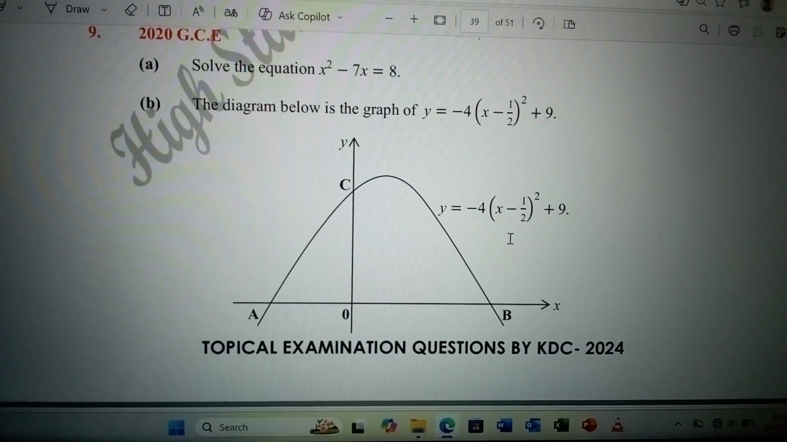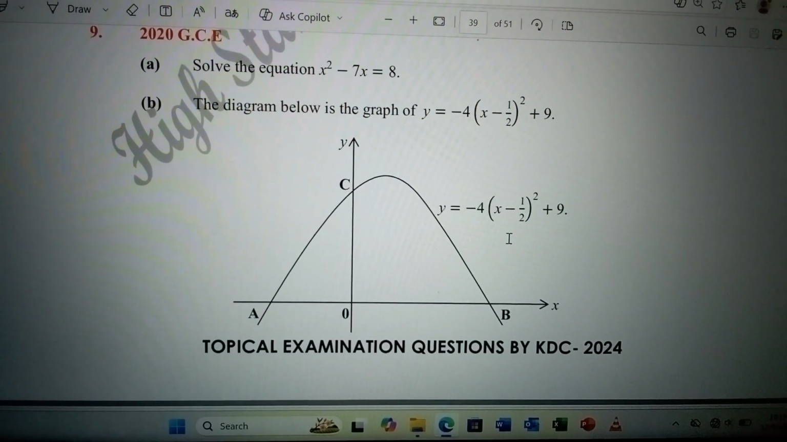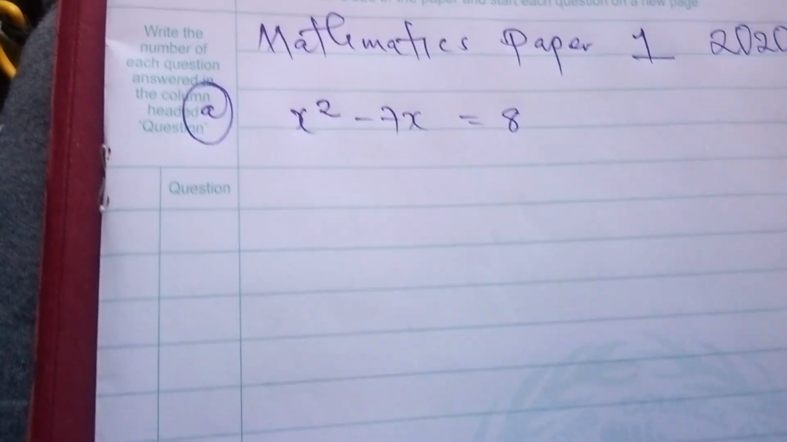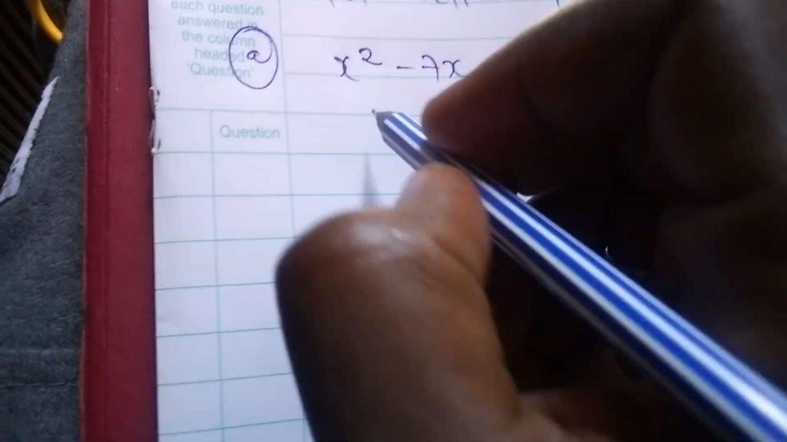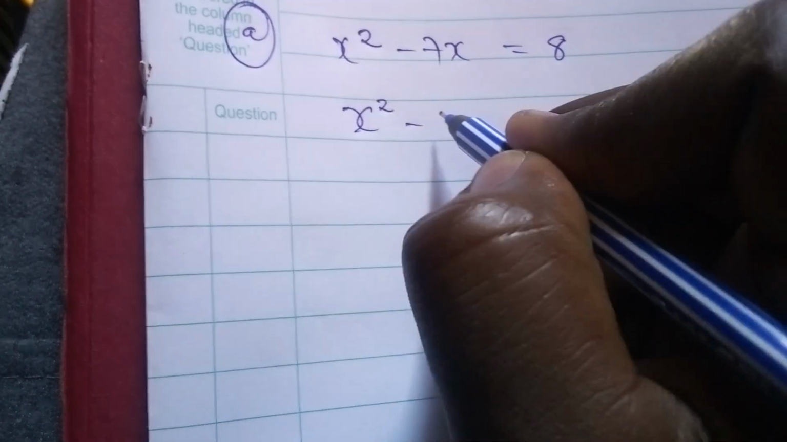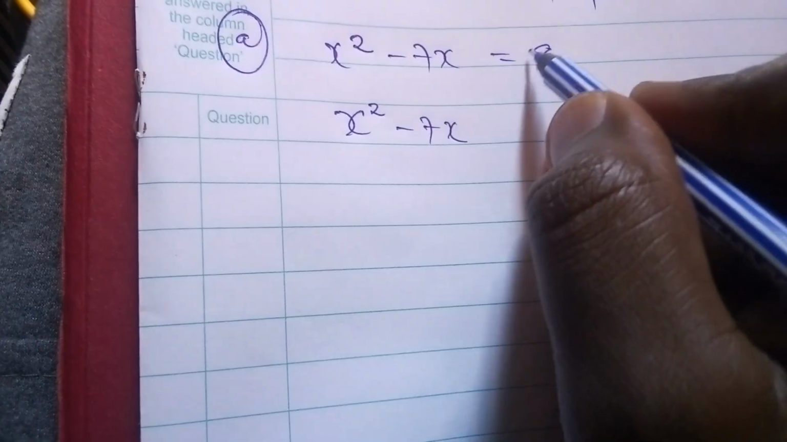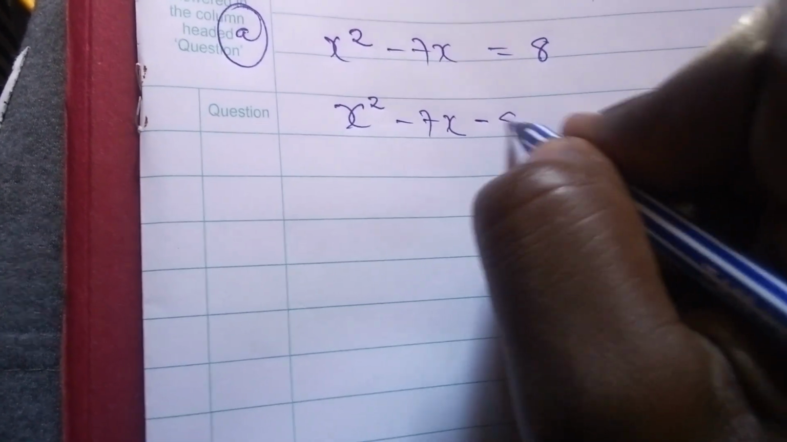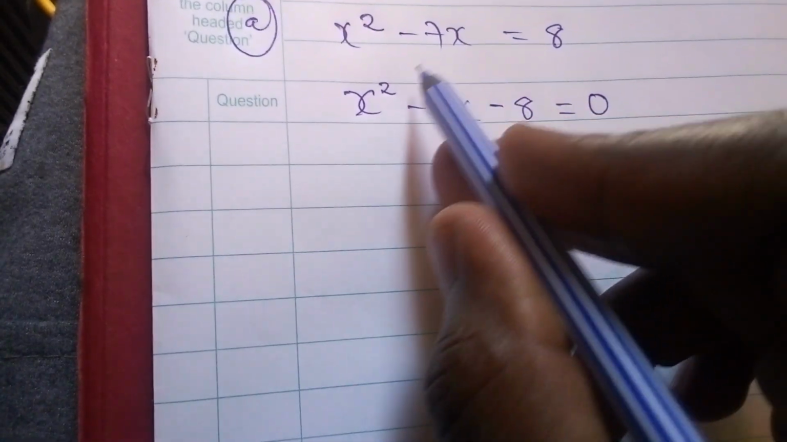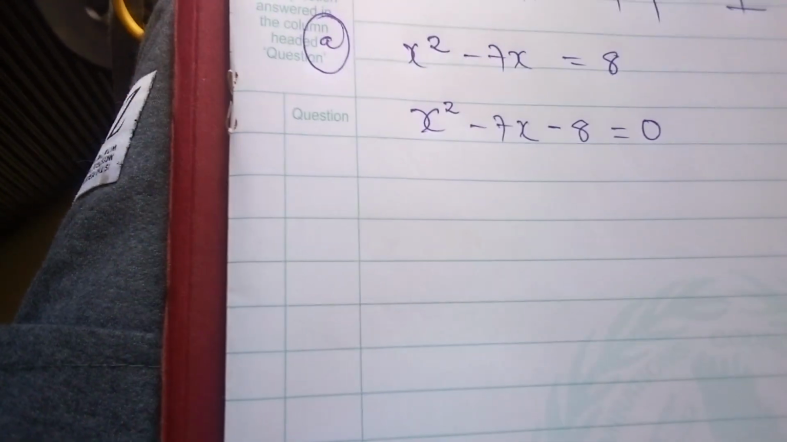The first question says, solve the equation x squared minus 7x is equal to 8. So we start. From there you get x squared minus 7x, and then the 8 crosses the equal sign. This positive 8 becomes negative 8 is equal to 0. Now the expression you are seeing there is a quadratic expression.